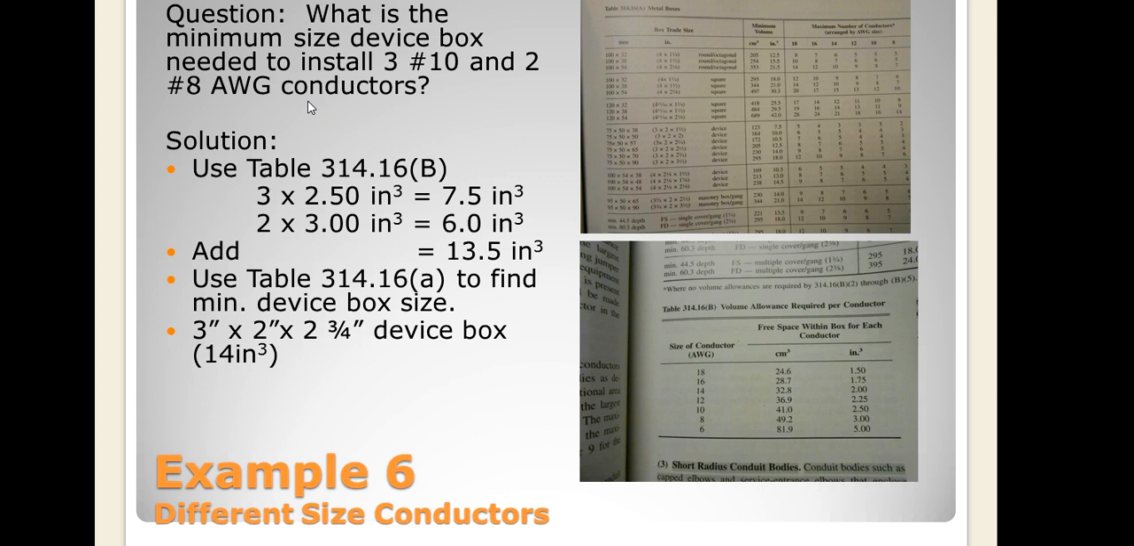And you do the same on example 6 here. You have 3 number 10s, 2 number 8s. You get their volume amounts by this table. You make the calculation and you add, and you find the minimum size device box that can accommodate 13.5 cubic inches of conductors. And we find that a 3 by 2 by 2 3/4 device box, which is 14 cubic inches, can accommodate these conductors. That's the device box there.